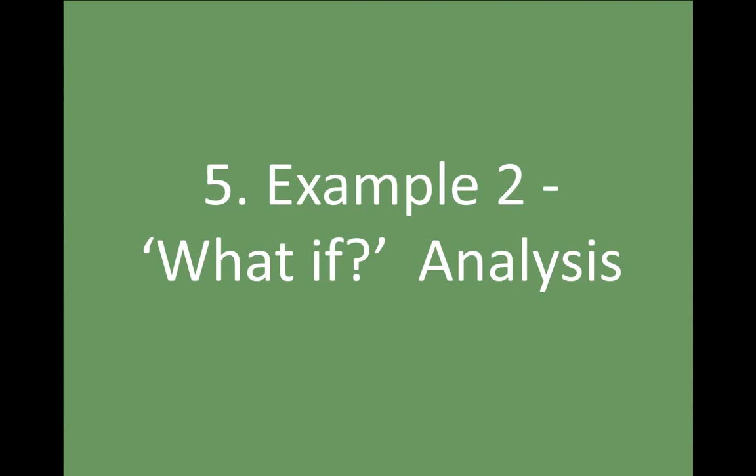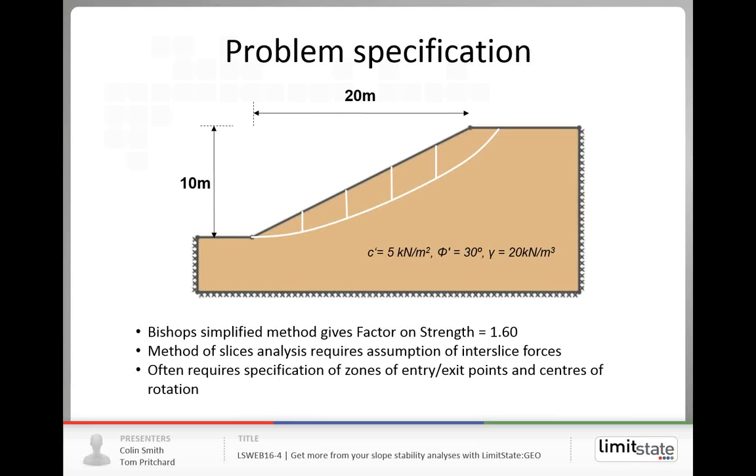The other advantage of the software that a lot of users find very valuable is the speed at which you can do what-if type analysis. Now, you've already seen me modify the geometry a little bit in the previous problem. We'll just look at that and a whole range of features that we can in fact add. So we're going to look at a very simple core problem, which is a slope 10 meters high, 20 meters long, on a soil of c equals 5, phi equals 30, and a unit weight of 20. If you do a method of slices, Bishop's simplified method, you get a factor of safety of 1.6 for this problem. But that method requires you to assume what the nature of the interslice forces are.